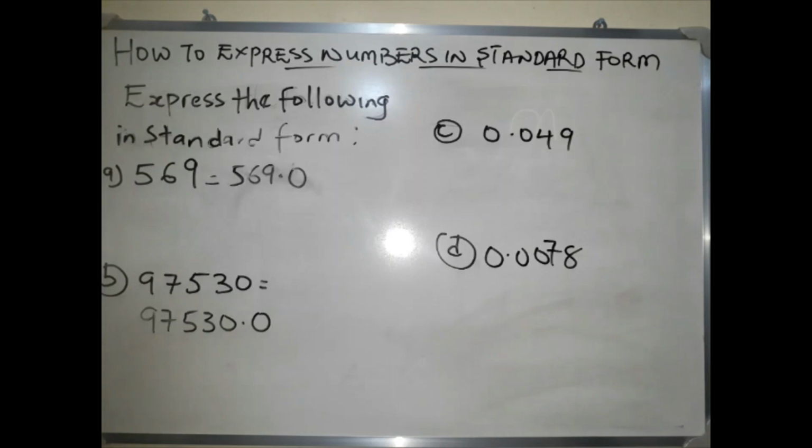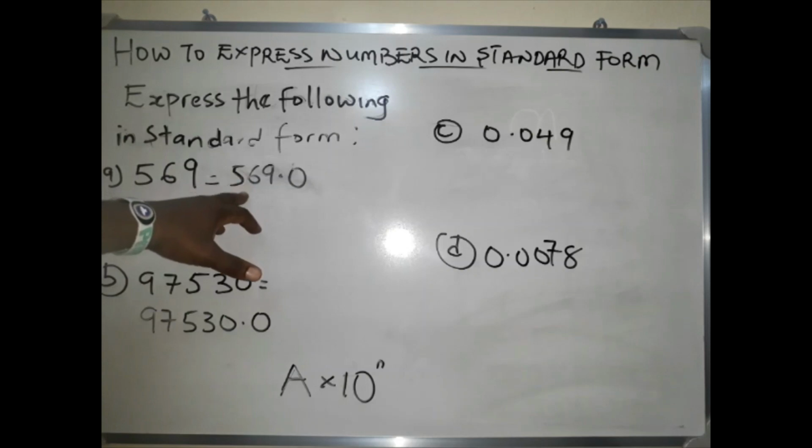So now, remember that we mentioned that for a number to be expressed in standard form, it has to take this form: a times 10 raised to the power n. Now, the a is a number in a range between 1 and 10. And you can see that for this number, 569 is larger than 10. So how are we going to get our a in this number?